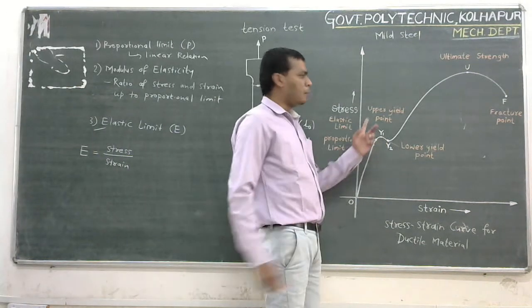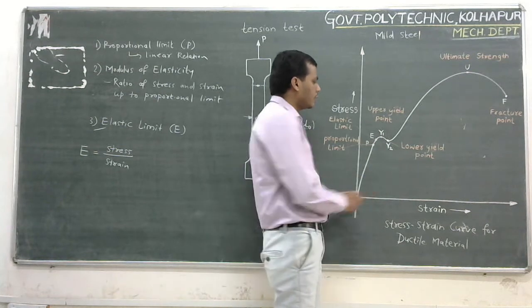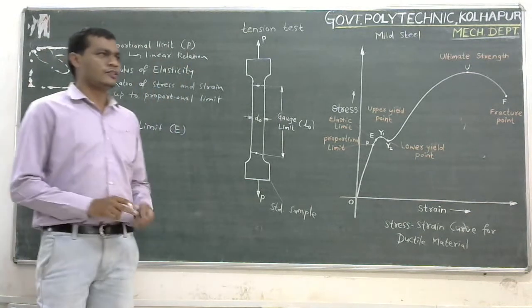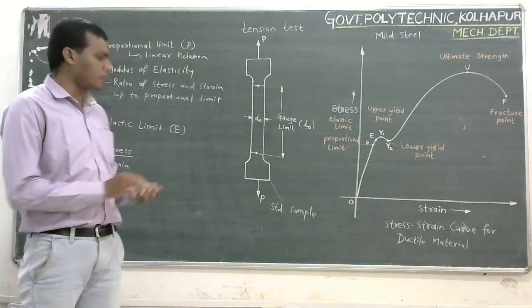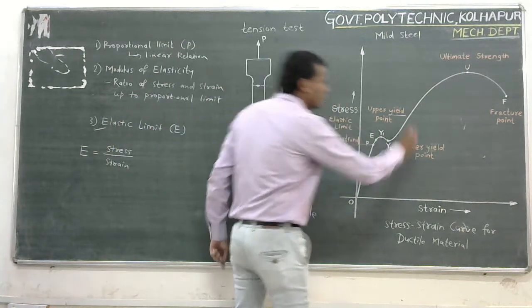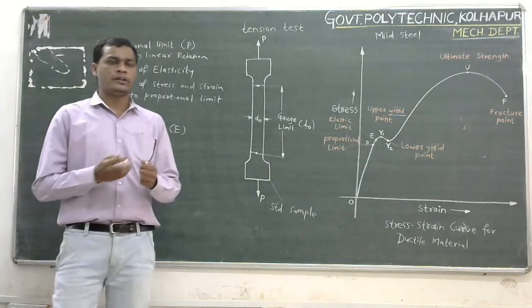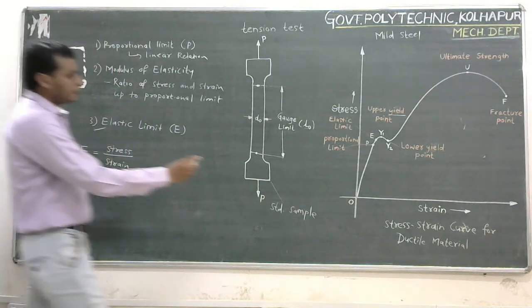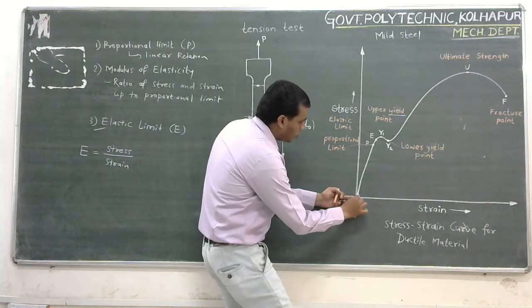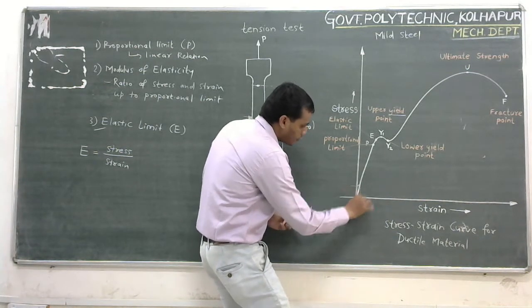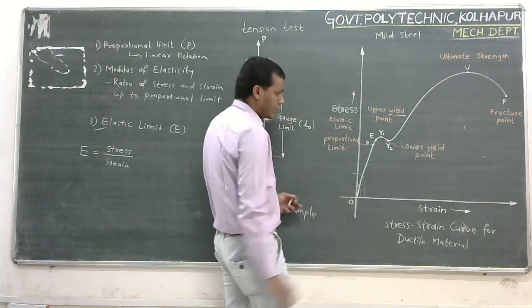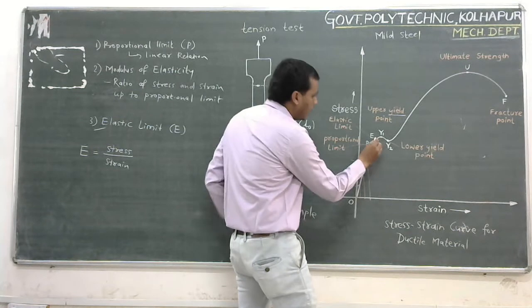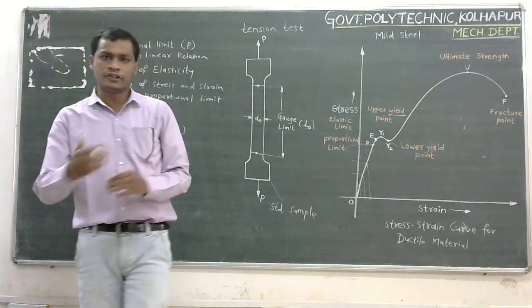The next points are Y1, that is the upper yield point, and after that there is a second point Y2, the lower yield point. Before going into these two concepts, first understand the concept of yielding. Yielding is a marked deformation without increasing the load. Up to this point, stress is increasing and strain is increasing. Again stress increases, strain increases. Here also stress increases, strain increases. So both are increasing.